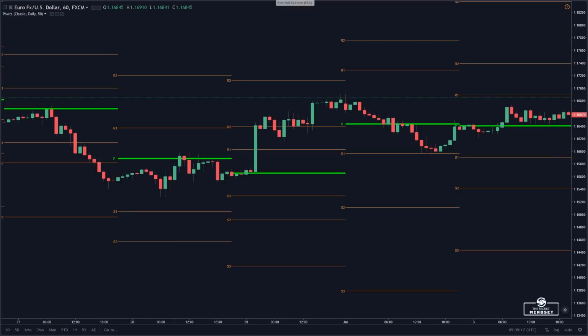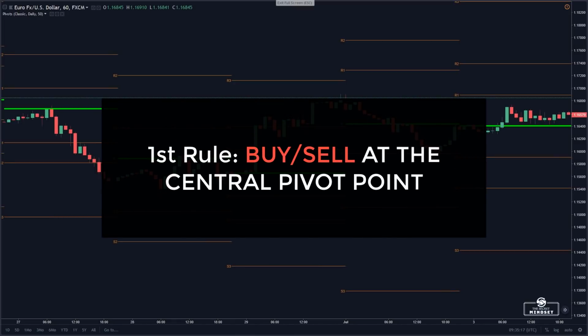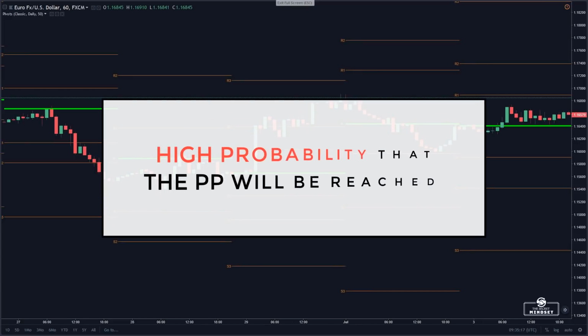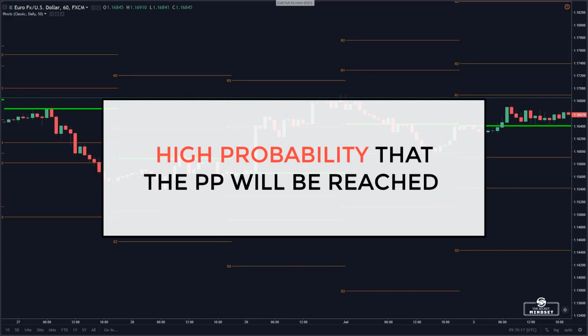Here's the first rule of this strategy. We aim to buy at the central pivot point in an uptrend and sell at the central pivot point in a downtrend. The central pivot point is the most important part of the whole setup. The location of the main pivot point on the chart represents important information to be aware of because there is a high probability that it will be reached.